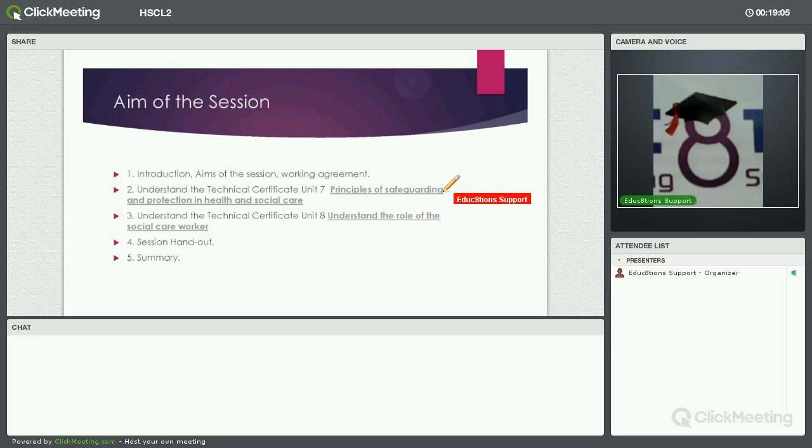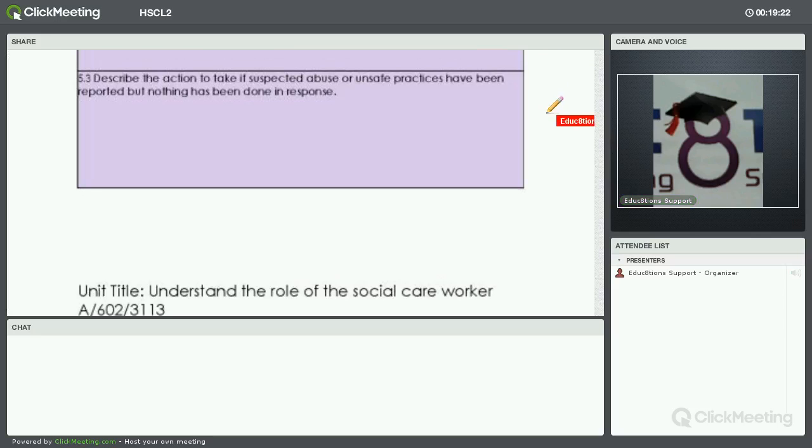Obviously, if there's any queries or problems or anything I can help with and give you advice about, you just contact me. That's no problem at all. So now we're just going to have a look at Unit 8, which is understanding the role of the social care worker.